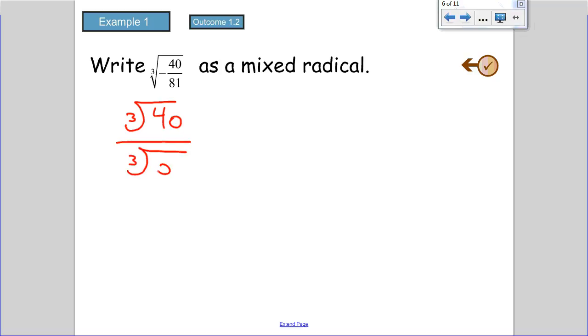Yeah, so where's the negative going to go? Either one. You can pick either one. I'm going to pick 40. I usually let it stick with the top. But it doesn't really matter.